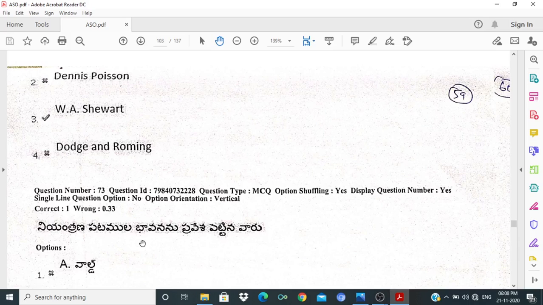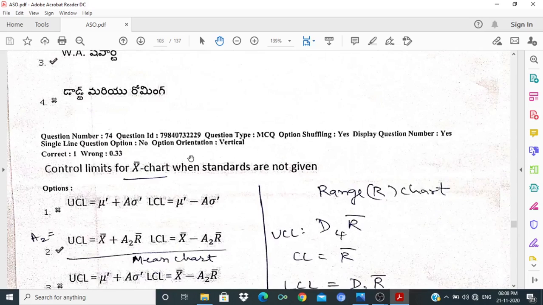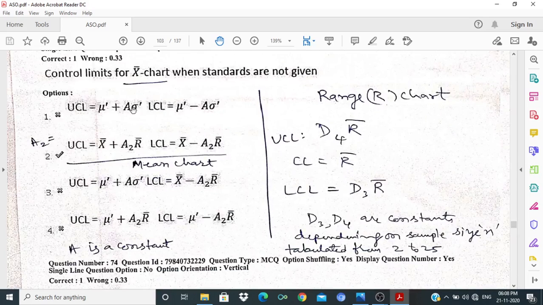Control limits were introduced by W.A. Shewhart. The control limits for the X bar chart are UCL equal to X bar plus A2 into R bar, and LCL equal to X bar minus A2 into R bar. For the range chart, UCL is D4 into R bar and LCL is D3 into R bar. D3 and D4 are constants depending on sample size n, tabulated from 2 to 25.